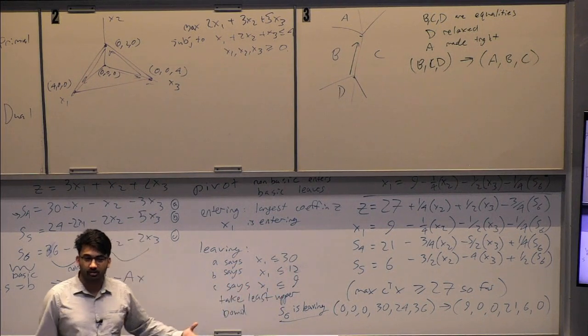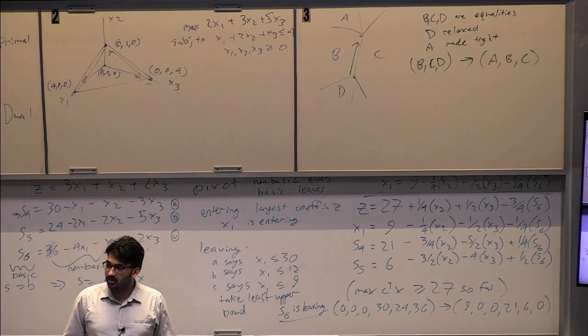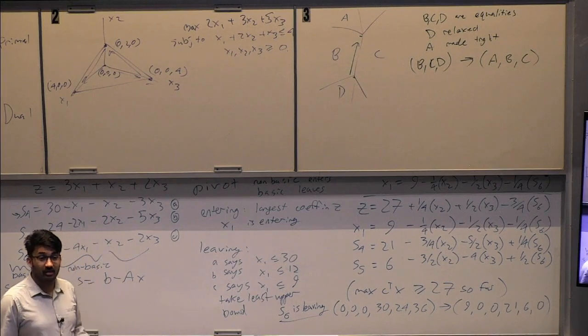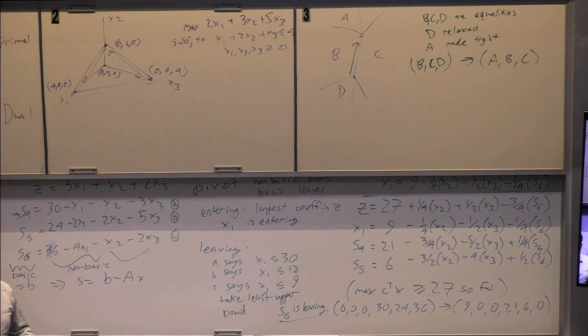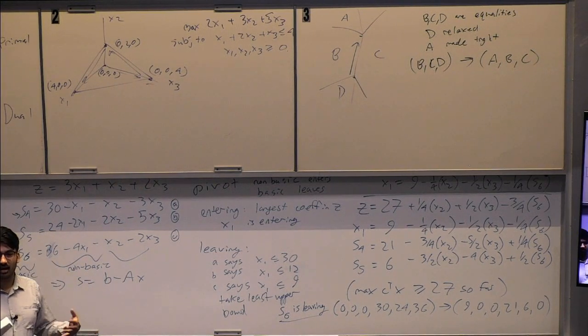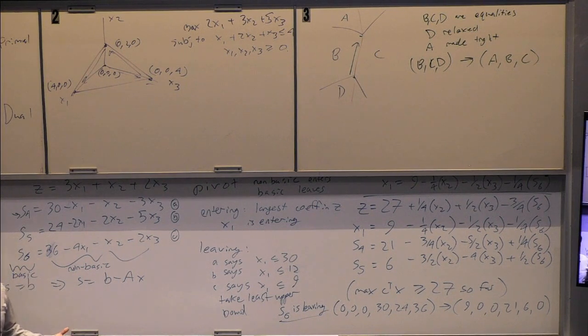So it's important you understand the geometric interpretation of the pivot as rewriting a system of linear equations, not inequalities now, because we added some slack variables, and now everything's a system of linear equalities instead of inequalities. Any question on the intuition behind the pivot? We're going to do two more pivots. Do we understand the pivot operation, why it's correct, at least? Why it emulates this walk along the path?